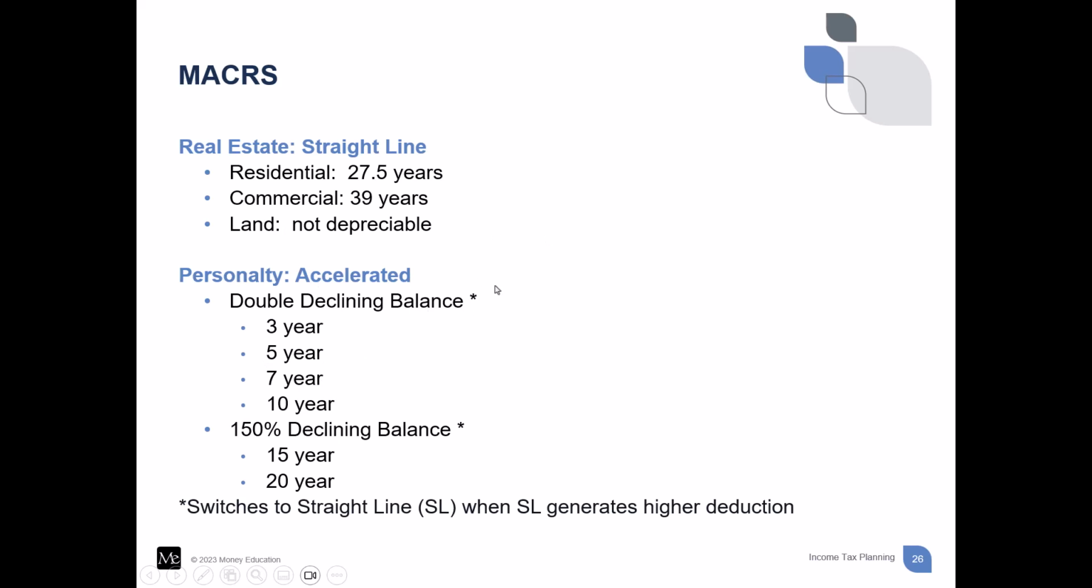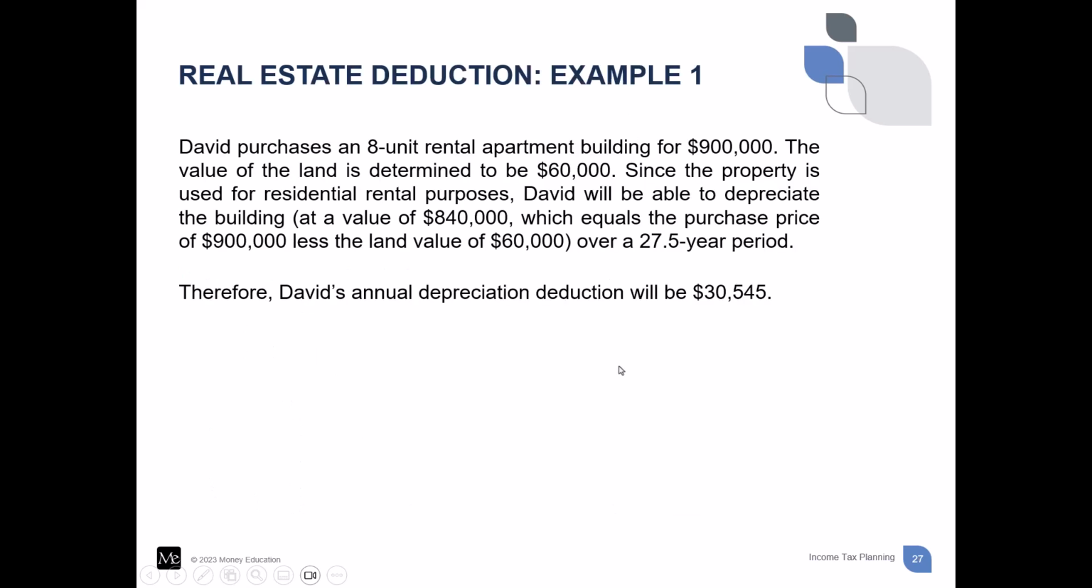Personal property is accelerated, so double declining balance. So for example, you buy a computer used in a trade or business. That's a 5-year asset and it starts with double declining balance. So there's more depreciation up front. Then there's 150% declining balance, which is 15 and 20 year. 15-year could be like a fence on a property, land improvements.